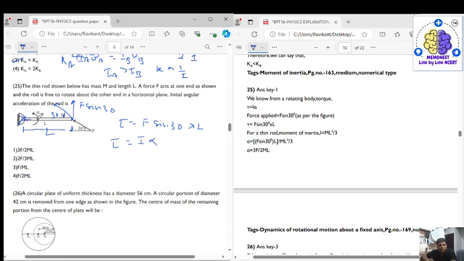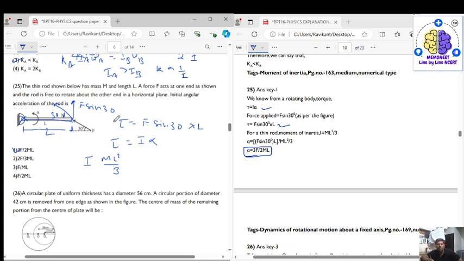The moment of inertia for a rod fixed at one end is I = mL²/3, right? Yes. So we have τ = Iα, and τ is also equal to F sinθ into L. Equating both values, F sin30 L upon mL²/3, we get α = 3F/2mL. So the correct answer is option 1, right?